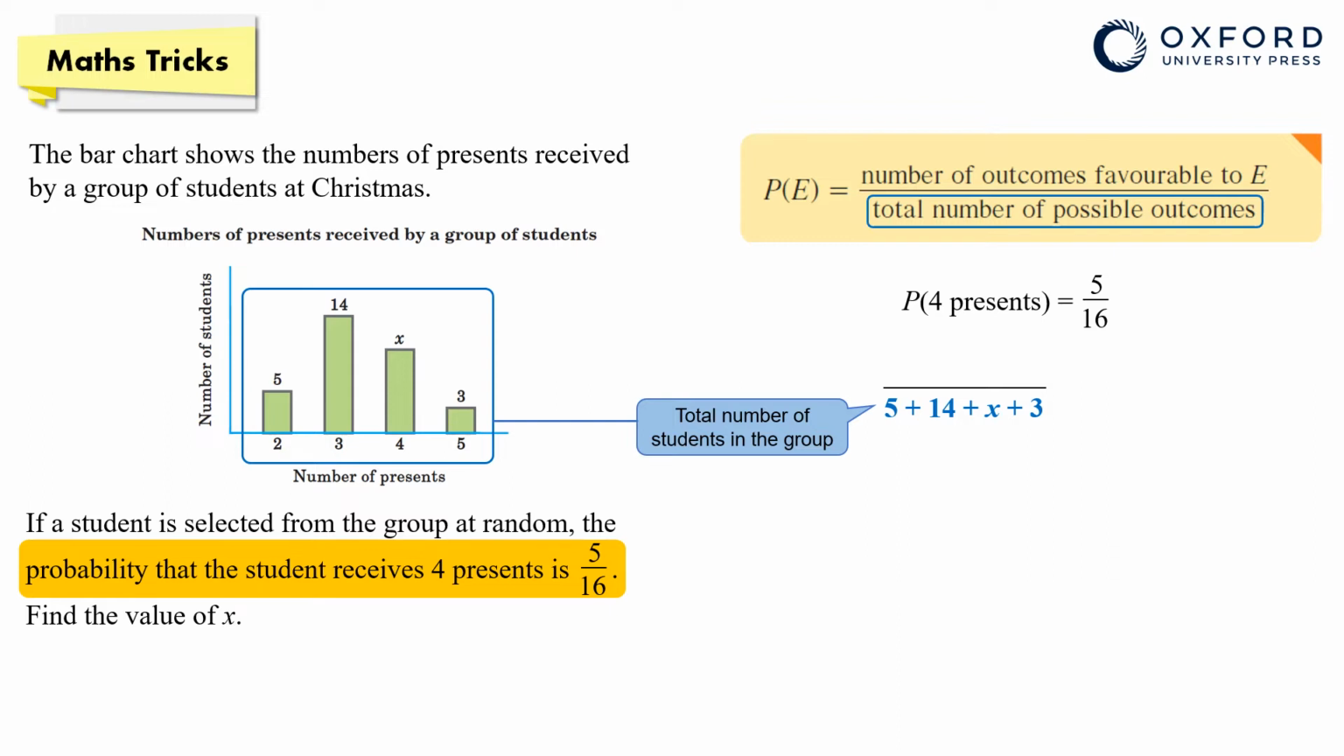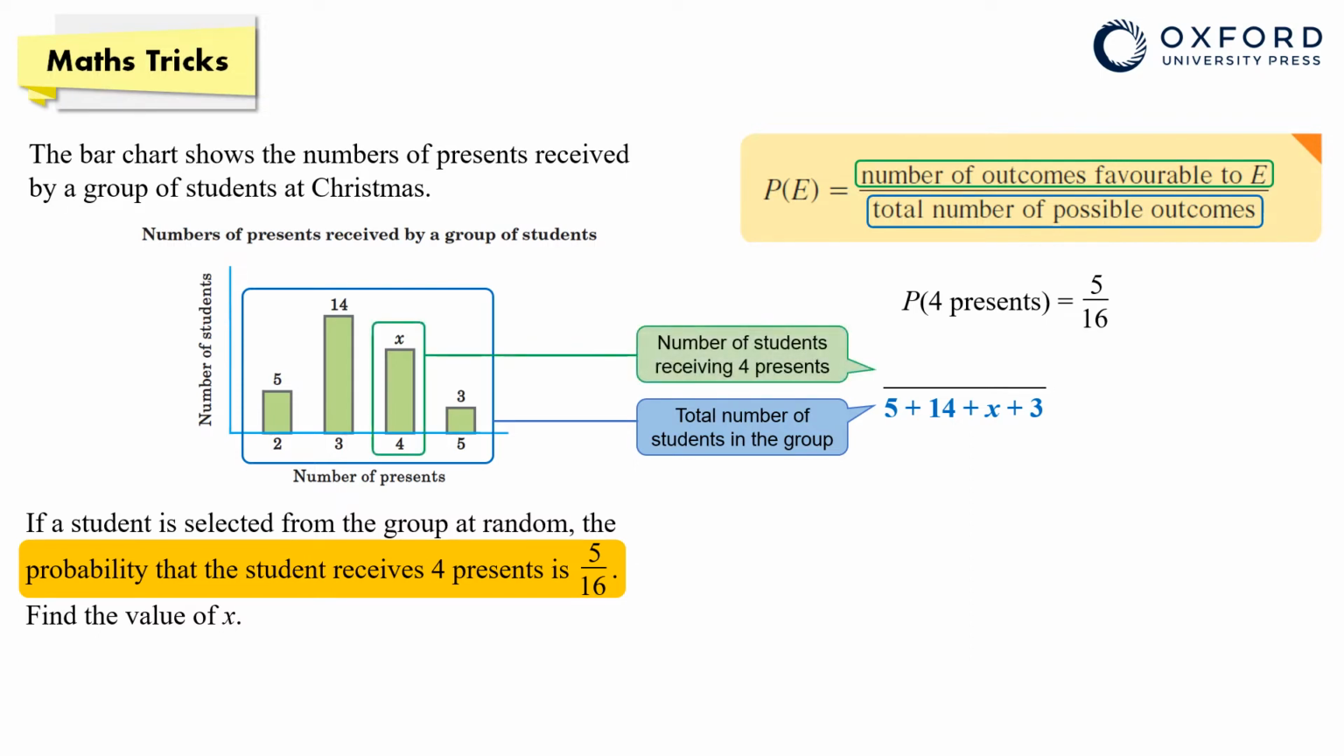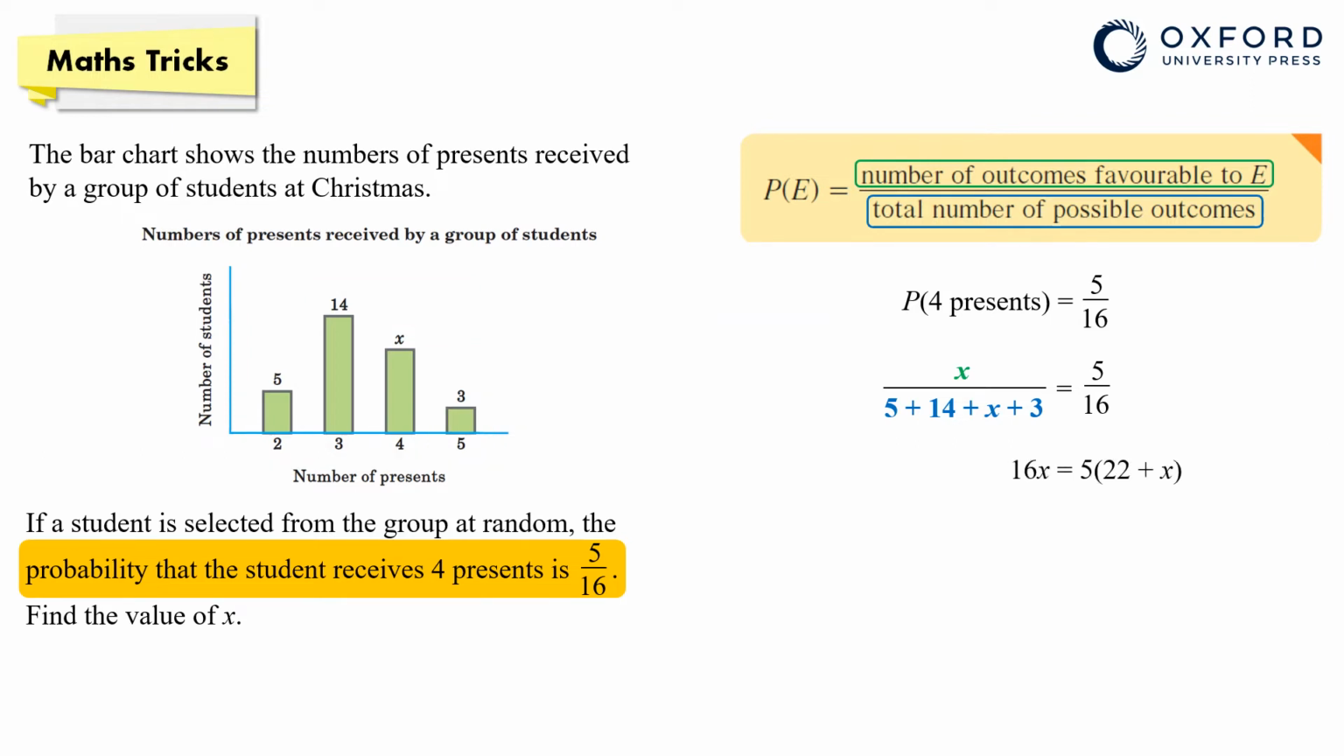The numerator is the number of outcomes favorable to the event in the question, which is equal to the number of students receiving 4 presents, that is x. We can then come up with an equation: x over (5 + 14 + x + 3) is equal to 5/16. By solving the equation, x is equal to 10.